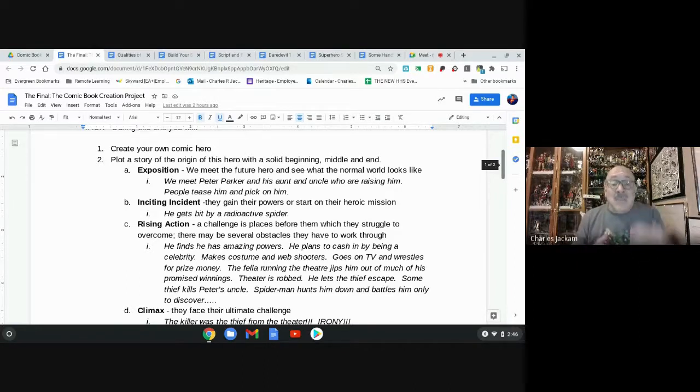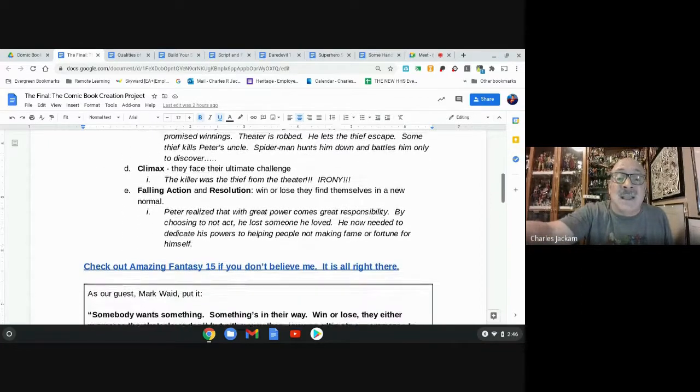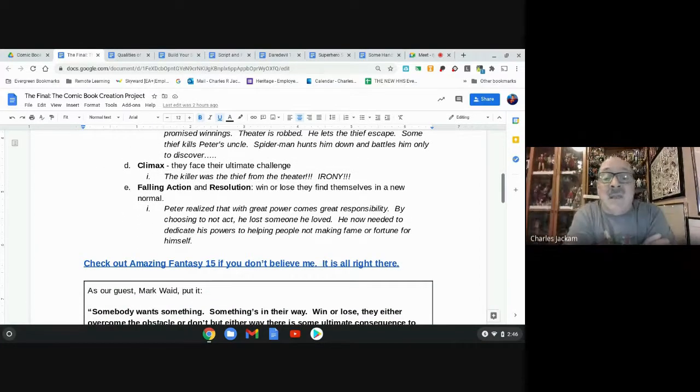The story is getting more and more exciting until the climax. This is where the ultimate challenge is faced. And in this instance, he discovers that the killer was the thief from the theater. Irony. If he had only stopped that man then, his uncle would be alive.